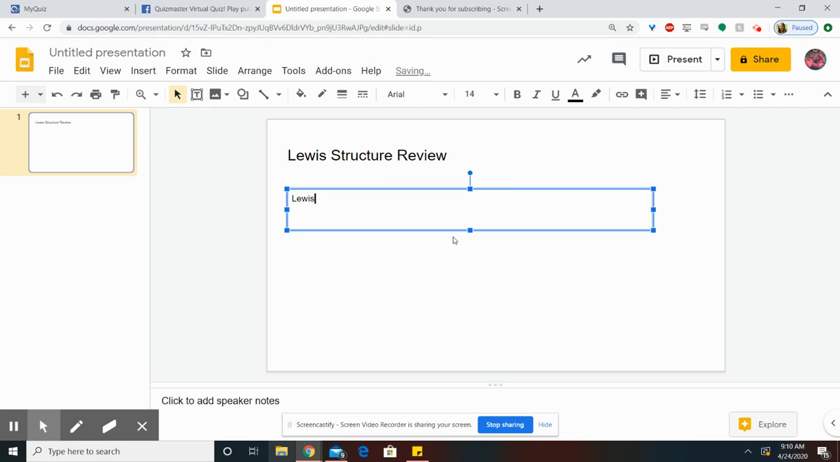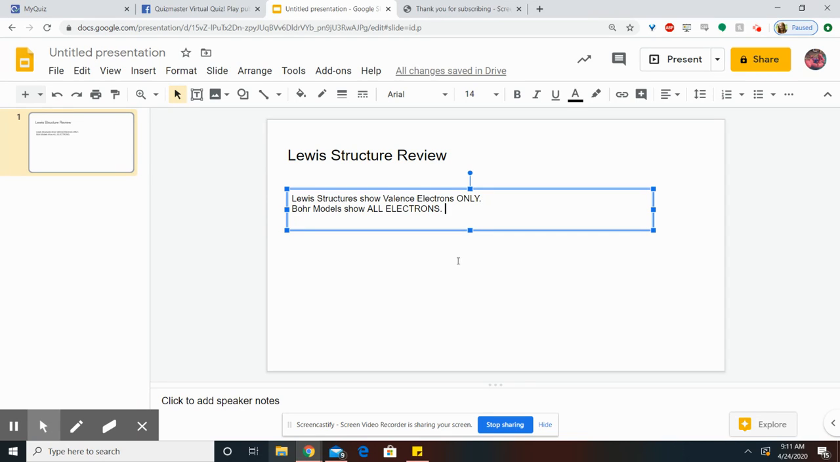First, Lewis structures show valence electrons only. All right, and that's in contrast to Bohr models, which show all electrons. All right, so that's our big difference here. Lewis structures only show valence electrons.